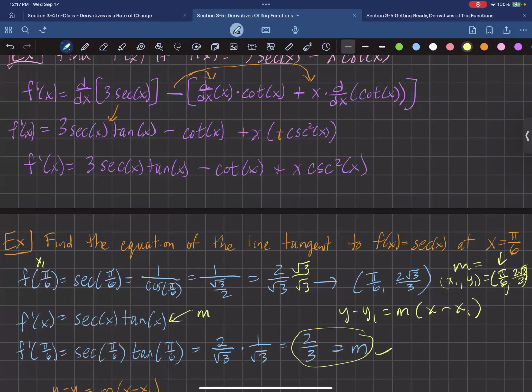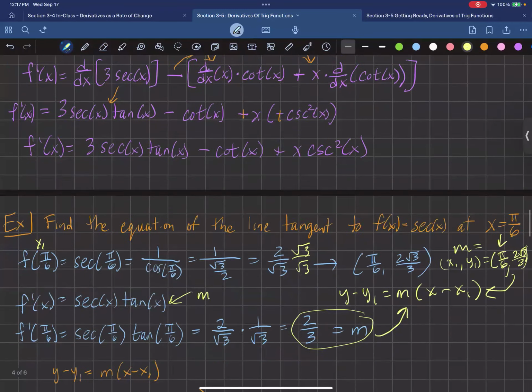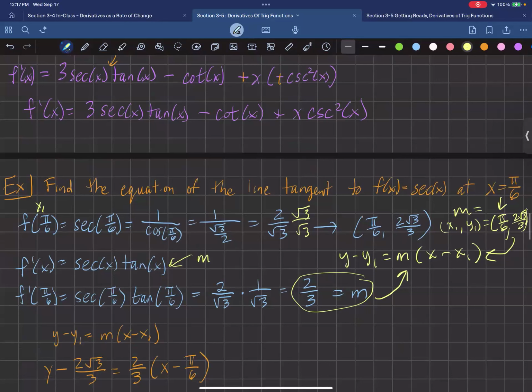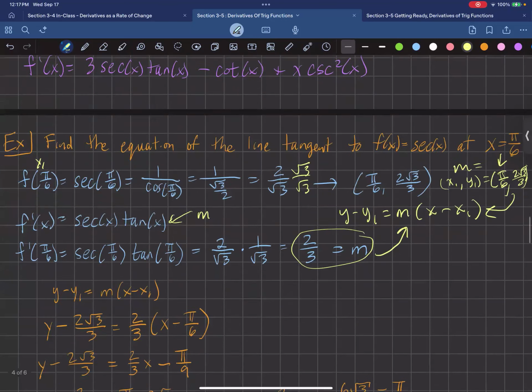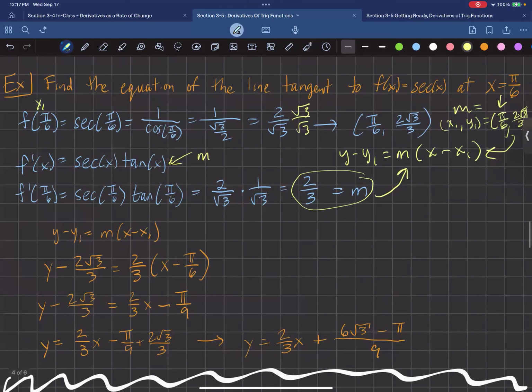So we're going to take these and put them in the equation. When we do, we get y minus 2 root 3 over 3 equals 2/3 times x minus pi over 6. And we do some distributing, and we move the negative 2 root 3 over 3 to the right. All I did is get a common denominator right here, and that way I could put them all as one big thing added together, but you don't technically need to do that. It just looks nicer.